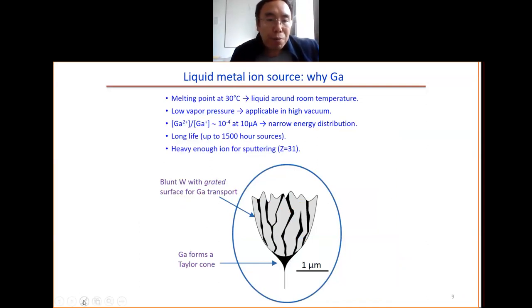When we pick gallium, first it melts at 30 degrees, a very low temperature, so it is very easy to get the liquid. It has low vapor pressure, so it's good for high vacuum, and the amount of doubly charged ions is almost negligible, about 10 to the power of minus 4. The lifetime, 1500 hours, is good enough. Atomic number equals 31, so we have heavy enough ions. The momentum is high enough, so it is efficient to sputter away the material from the sample.